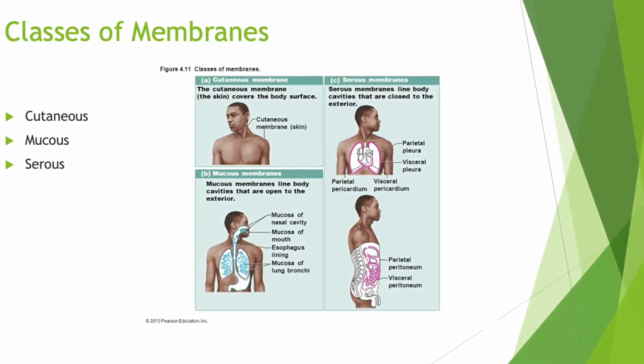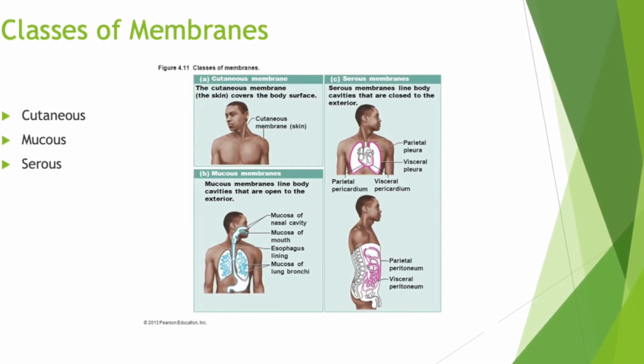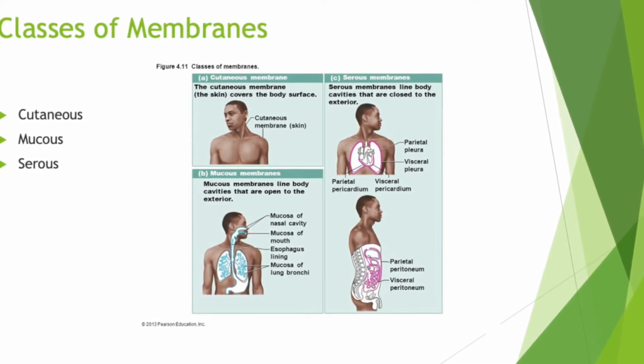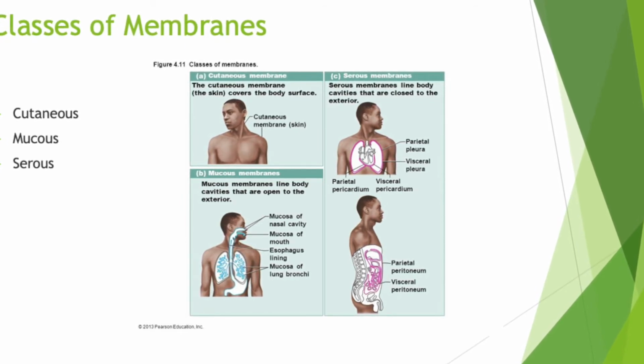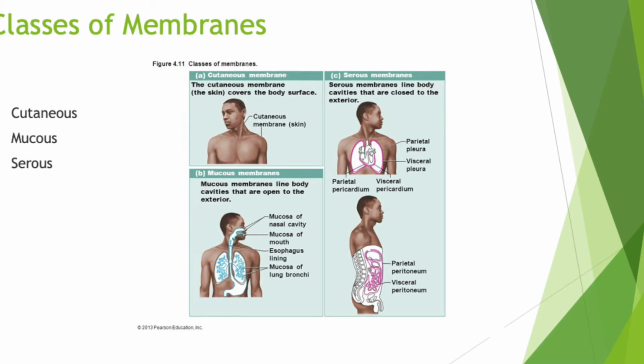The third type of membrane is the serous membrane. Serous membrane lines the body cavities that are closed to the exterior. Examples of this would be the parietal pericardium and the visceral pericardium. These are both in the heart.